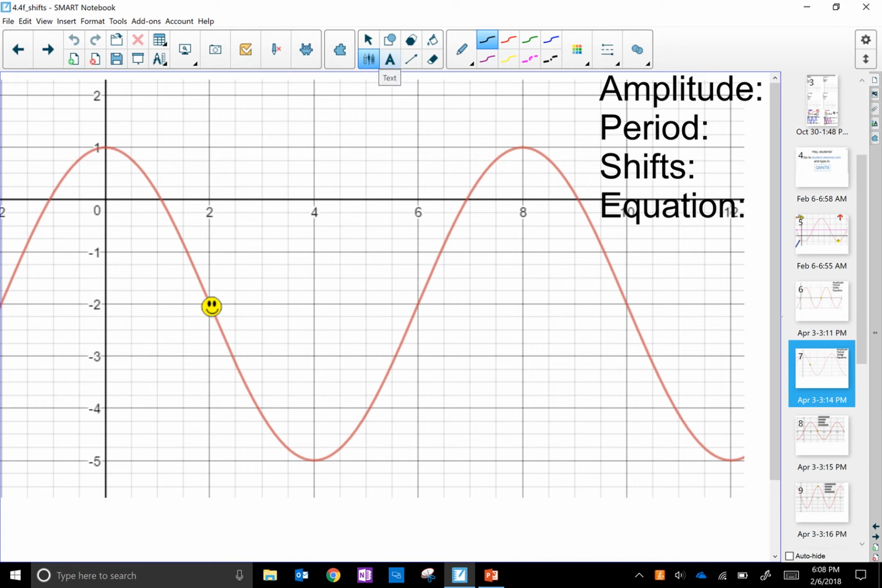identifying the amplitude. So the amplitude is 3 because the distance between the maximum and the minimum is 6, and the amplitude is half of that distance. So the amplitude is 3.